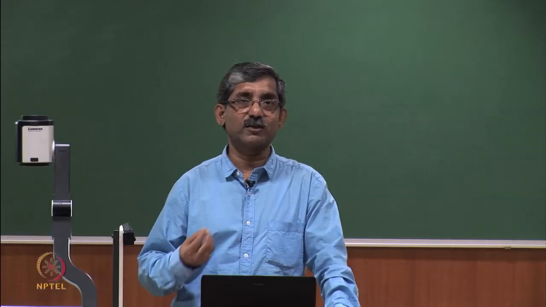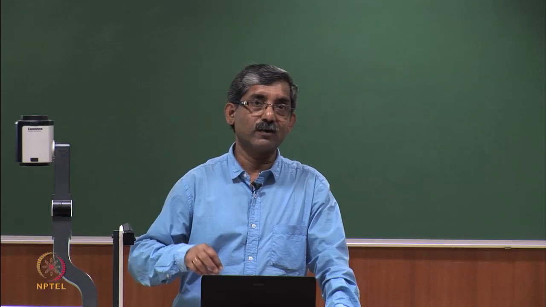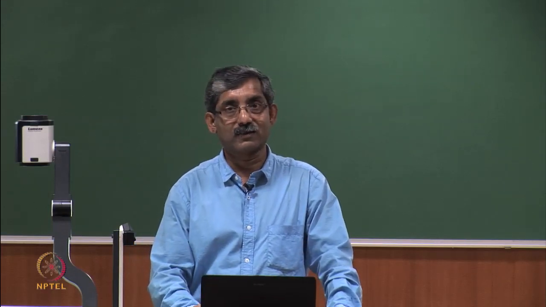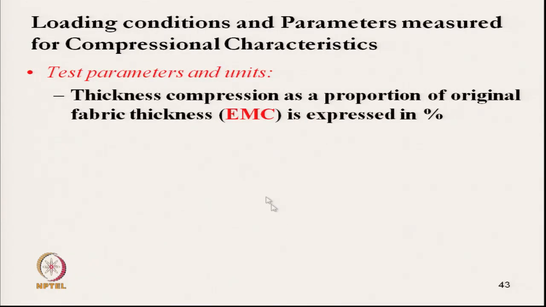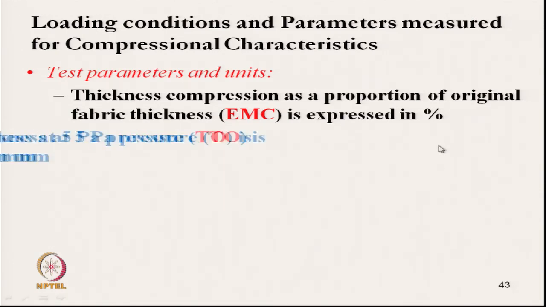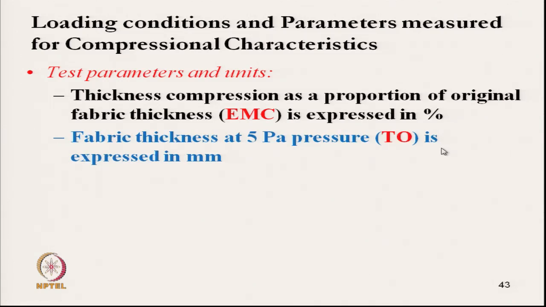That is why it is a low stress mechanical characteristic, which is used to assess the fabric handle characteristics. At 5 kilopascal, the test parameters we get here are thickness compression, EMC, expressed as a percentage of the original fabric thickness, and TO, the fabric thickness at 5 kPa pressure, expressed in millimeters.